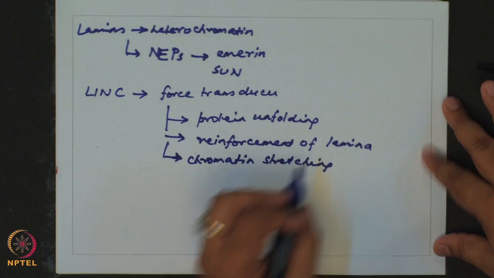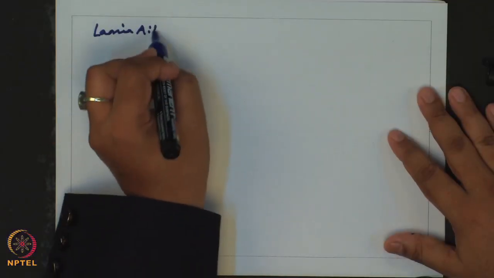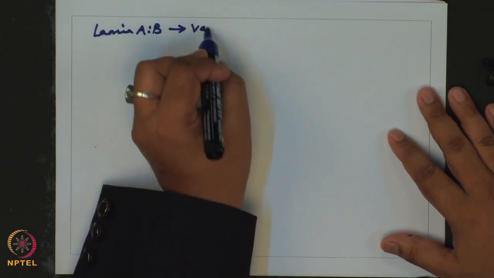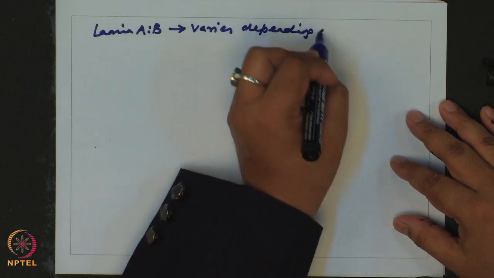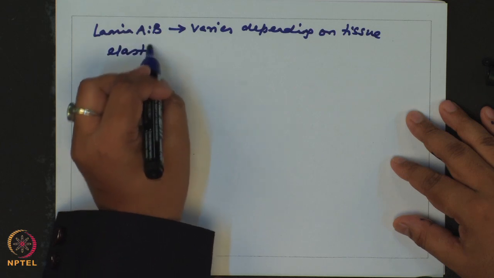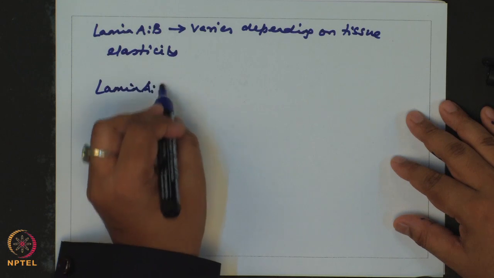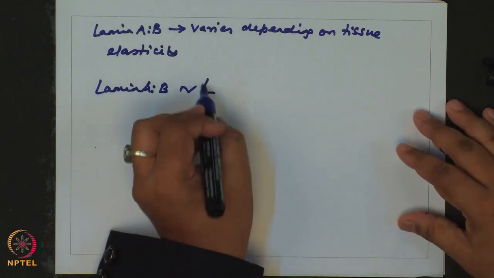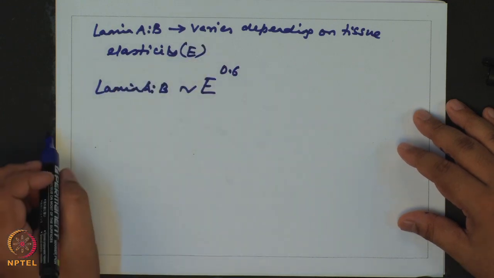Now, we also discussed this paper last class where we showed that the lamin A to B ratio varies depending on tissue elasticity. So, this lamin A to B ratio roughly has been shown to scale as E to the power 0.6, where E is the elasticity of the tissue.